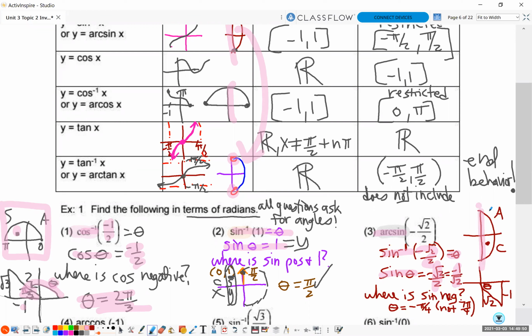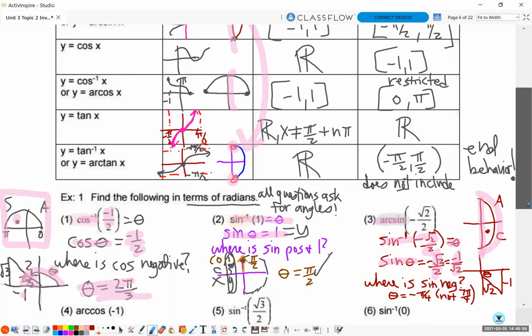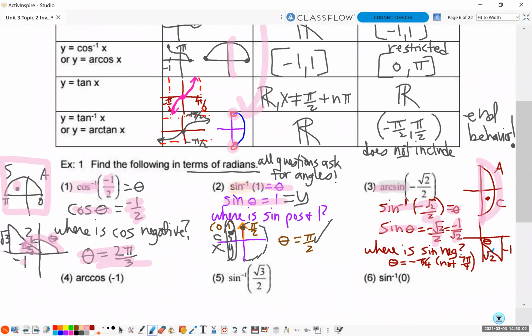Inverse sine has this part of the unit circle. Sine is negative in the fourth quadrant, so I draw that triangle there. The angle here is not 7 pi over 4. Remember, the angles can only go from negative pi over 2 to pi over 2. If you're in the fourth quadrant and you're going clockwise around the unit circle from the positive part of the x-axis, the answer to number 3 is going to be negative pi over 4.